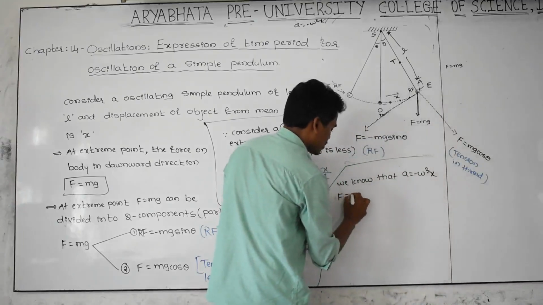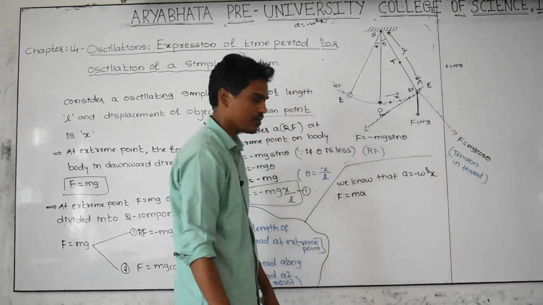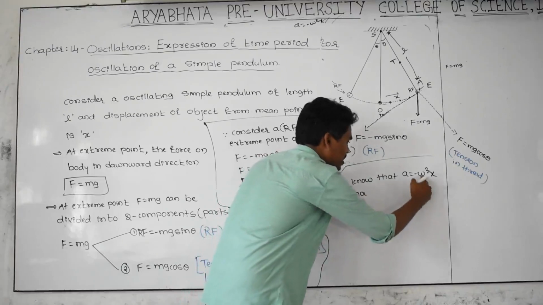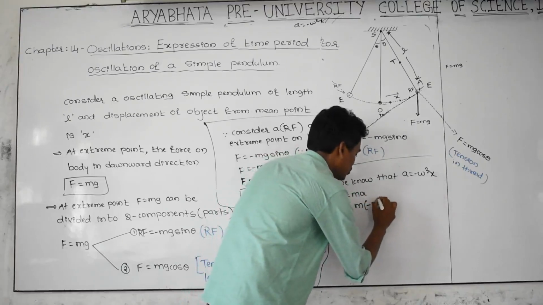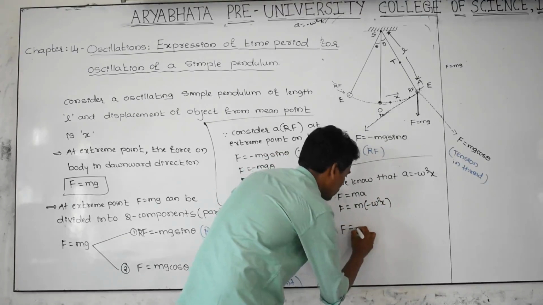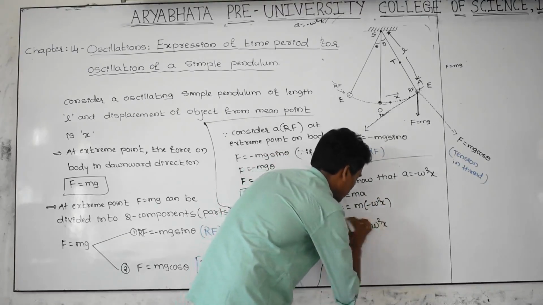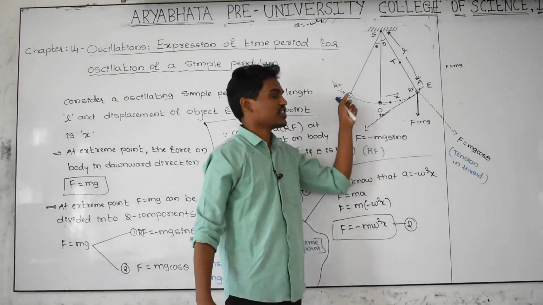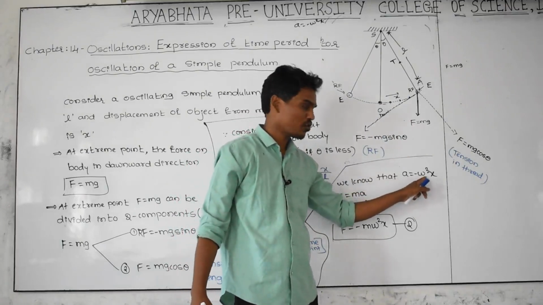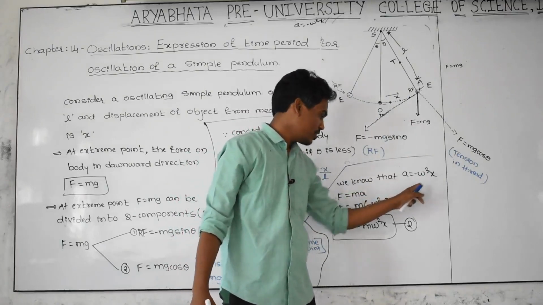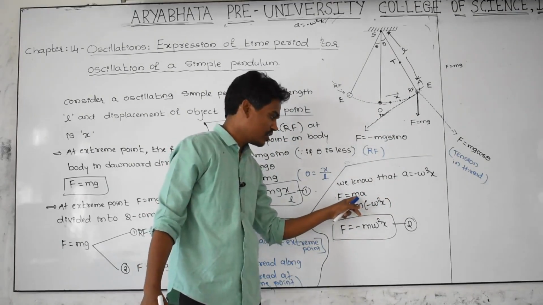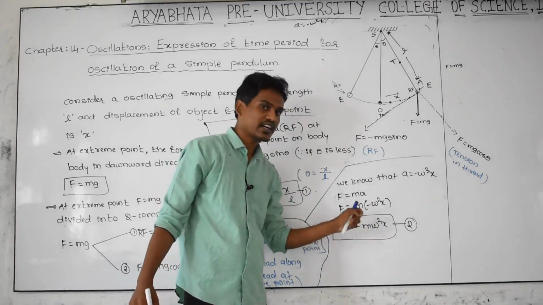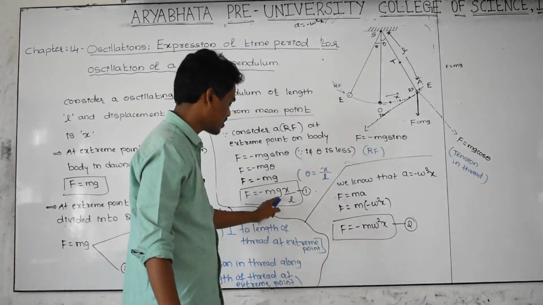And from Newton's second law, F equal to ma. Keeping m as it is, substitute a, which is minus omega square x, and F is equal to minus m omega square x. Let us take it as equation number 2. Whenever the object is in SHM, its acceleration can be found using this formula. This is standard, remember. So you are getting the second equation, and this is the first equation.